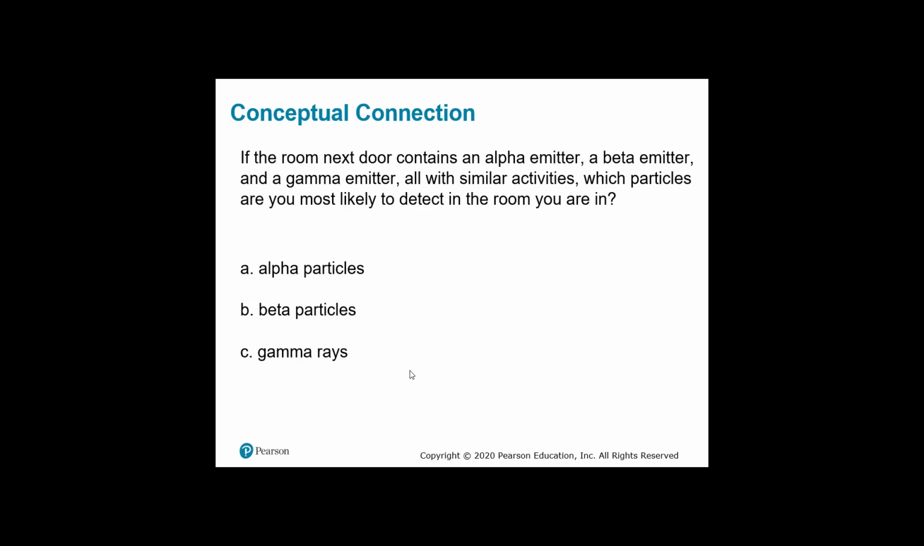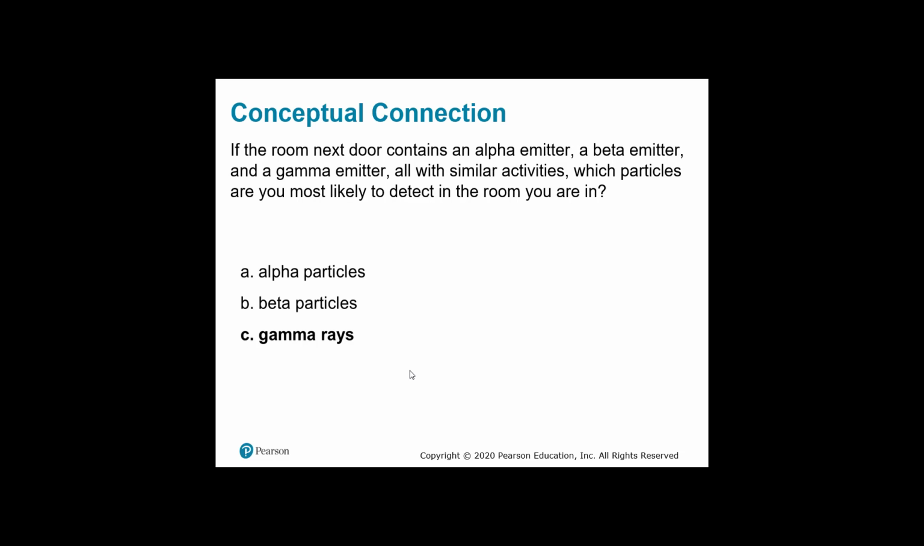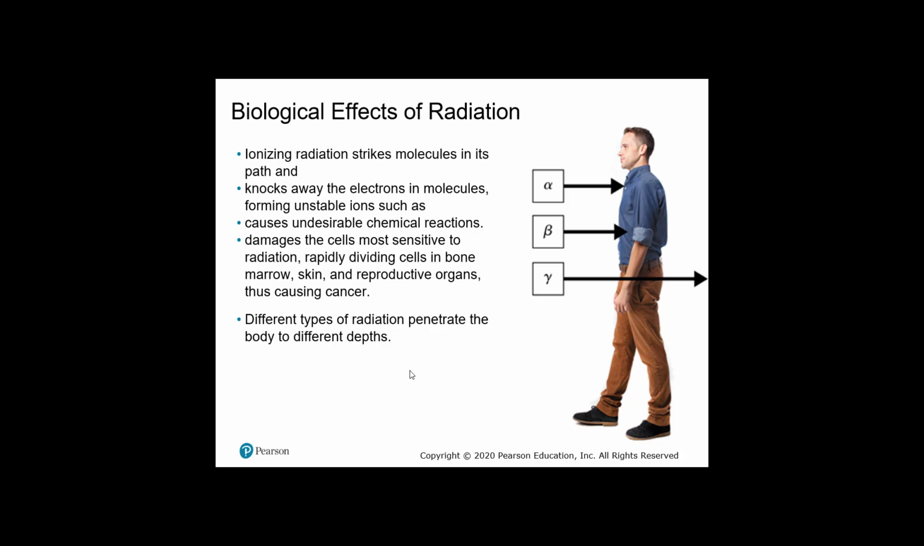Okay, so if the room next door contains an alpha emitter, a beta emitter, and a gamma emitter, all with similar activities, which particles are you likely to detect in the room you're in? Well, I haven't really covered this yet, but it's going to be gamma rays, because gamma rays can go through anything except for concrete and thick lead. Alpha particles can be stopped with just a piece of paper, and beta particles can be stopped by a lab coat, gloves, and thin aluminum. Both of those can be stopped, but they both can do severe damage once inside the body if ingested. But gamma rays are the ones that can penetrate mostly anything.